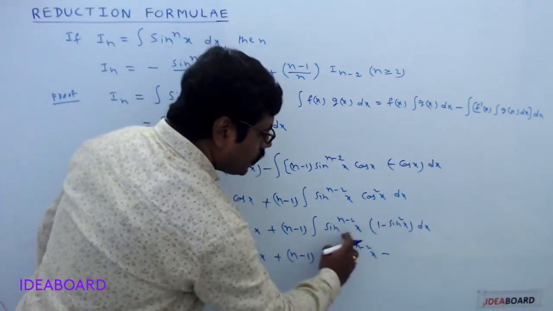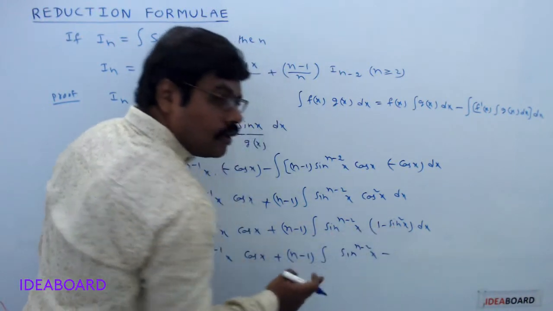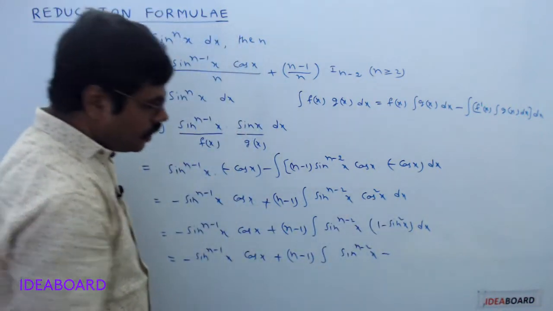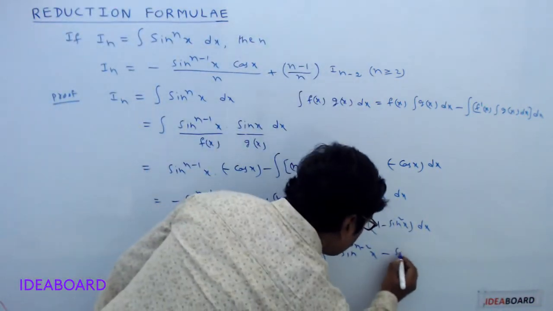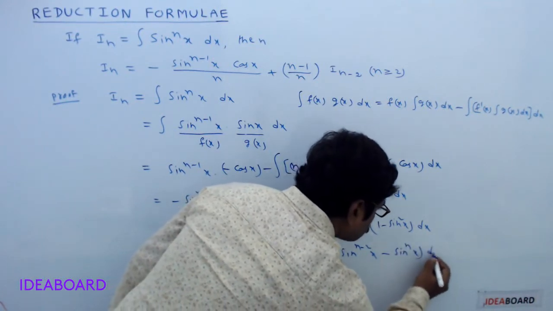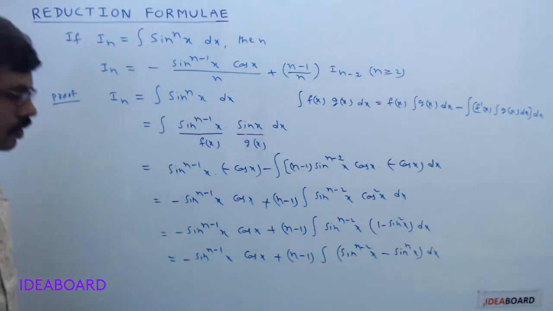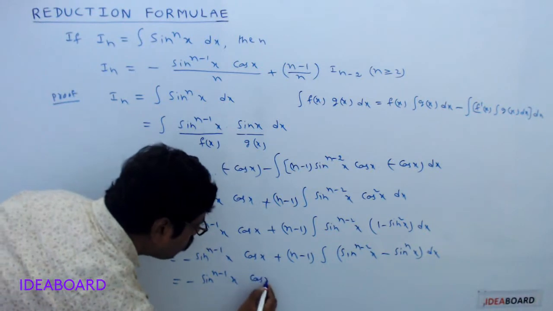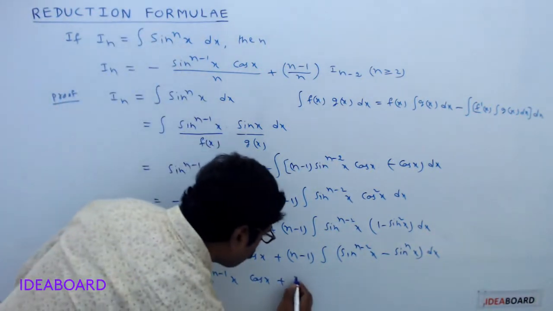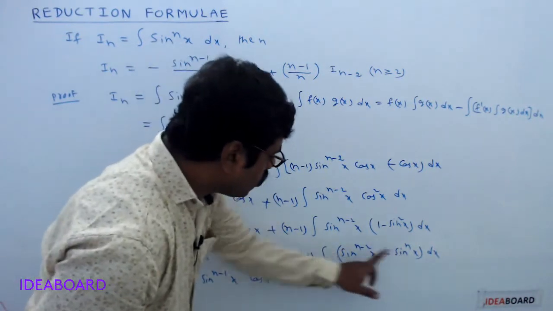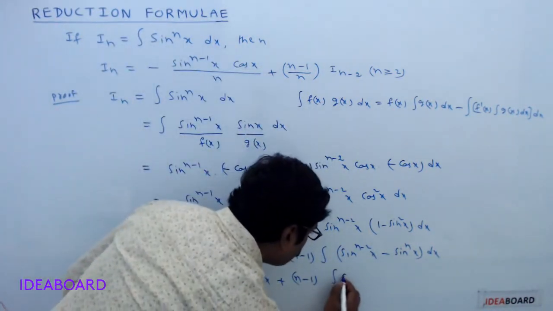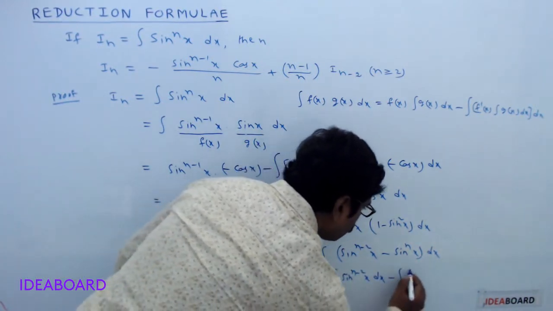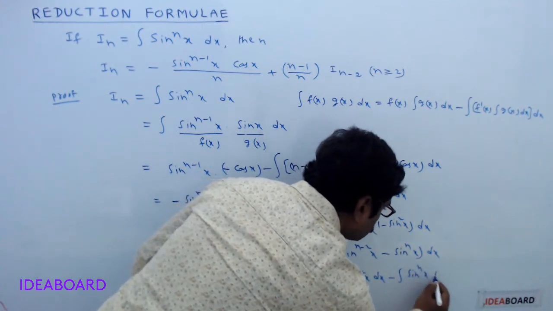Here, while multiplying these two functions, the bases are equal, so you can add the corresponding powers. n minus 2 plus 2 is n. So sin^(n-2) into sin square x is sin^n x dx. So this equals minus sin^(n-1) x into cos x plus (n-1) into, now separate these two terms with integration, integral sin^(n-2) x dx minus integral sin^n x dx.